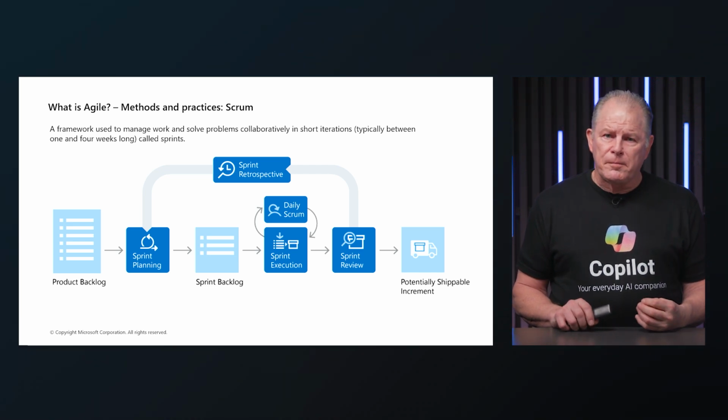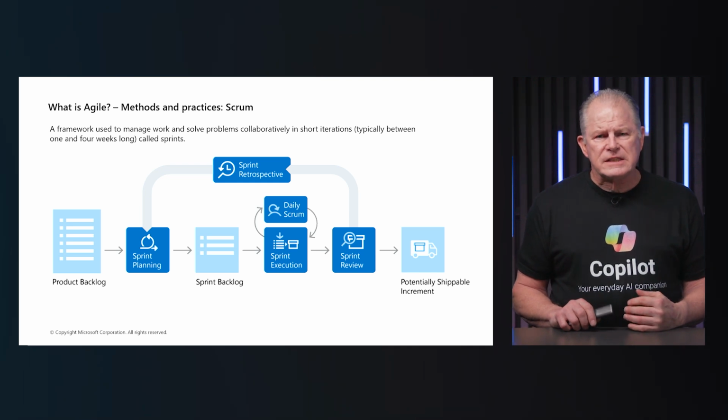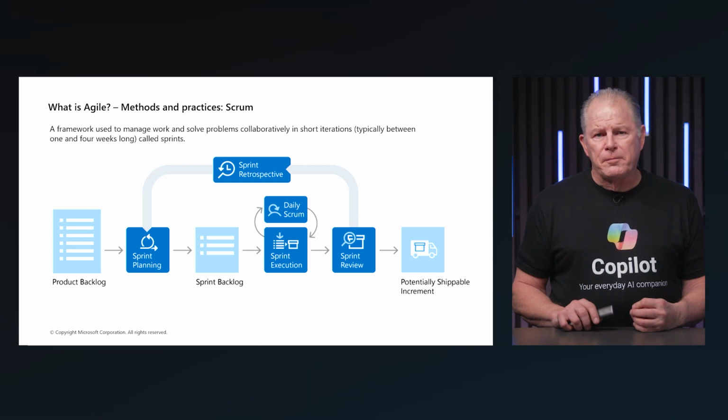Artifacts are the product backlog, which is a prioritized list of all the tasks, requirements, features, enhancements, and bug fixes needed for the product. It serves as a single source of requirements for any changes to be made to the product. The sprint backlog is a subset of the product backlog items, selected for a sprint along with a plan for delivering them. The increment, which is the sum of all the product backlog items completed during a sprint and all previous sprints.